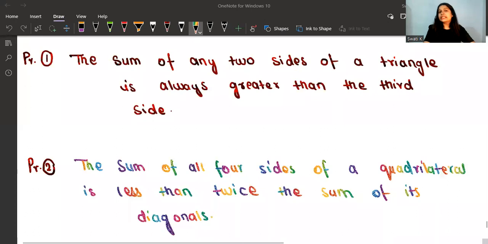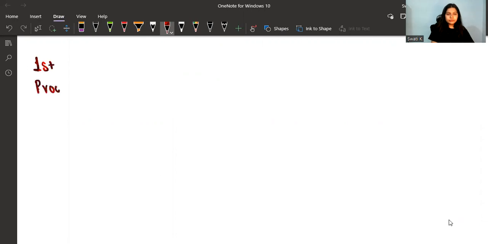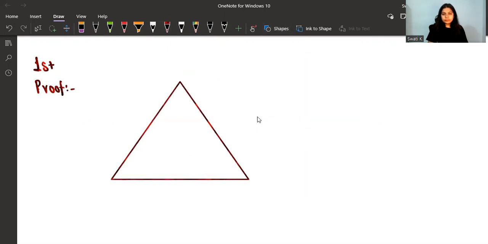So the first one, the sum of any two sides of a triangle is always greater than the third side. Let's quickly start with the first proof. I'm just writing here: first proof. Of course, it is about triangles, so we have to draw a triangle first. So let's draw a triangle.